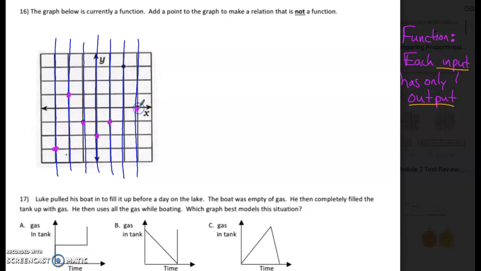Now, the question says add a point to the graph to make it not a function. So we want to add a point. You only have to add one. To add it and have it not be a function means that our vertical line will touch in more than one place. So I could add a point right here. Now the vertical line touches in two places. I could add one here. Now it touches in two places. I could add a point right here. Now the vertical line touches in two places. You only had to pick one point, but then add it to make it not a function.